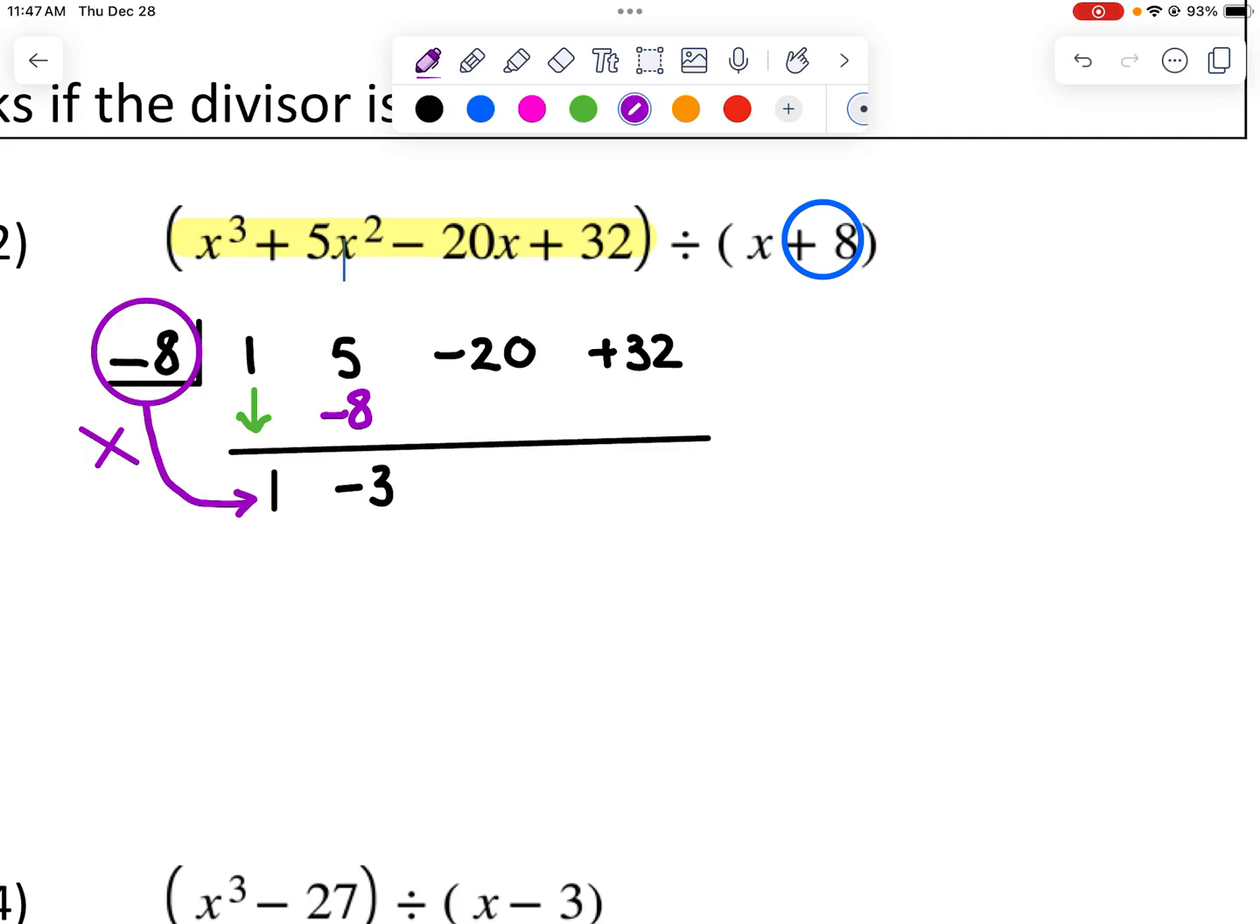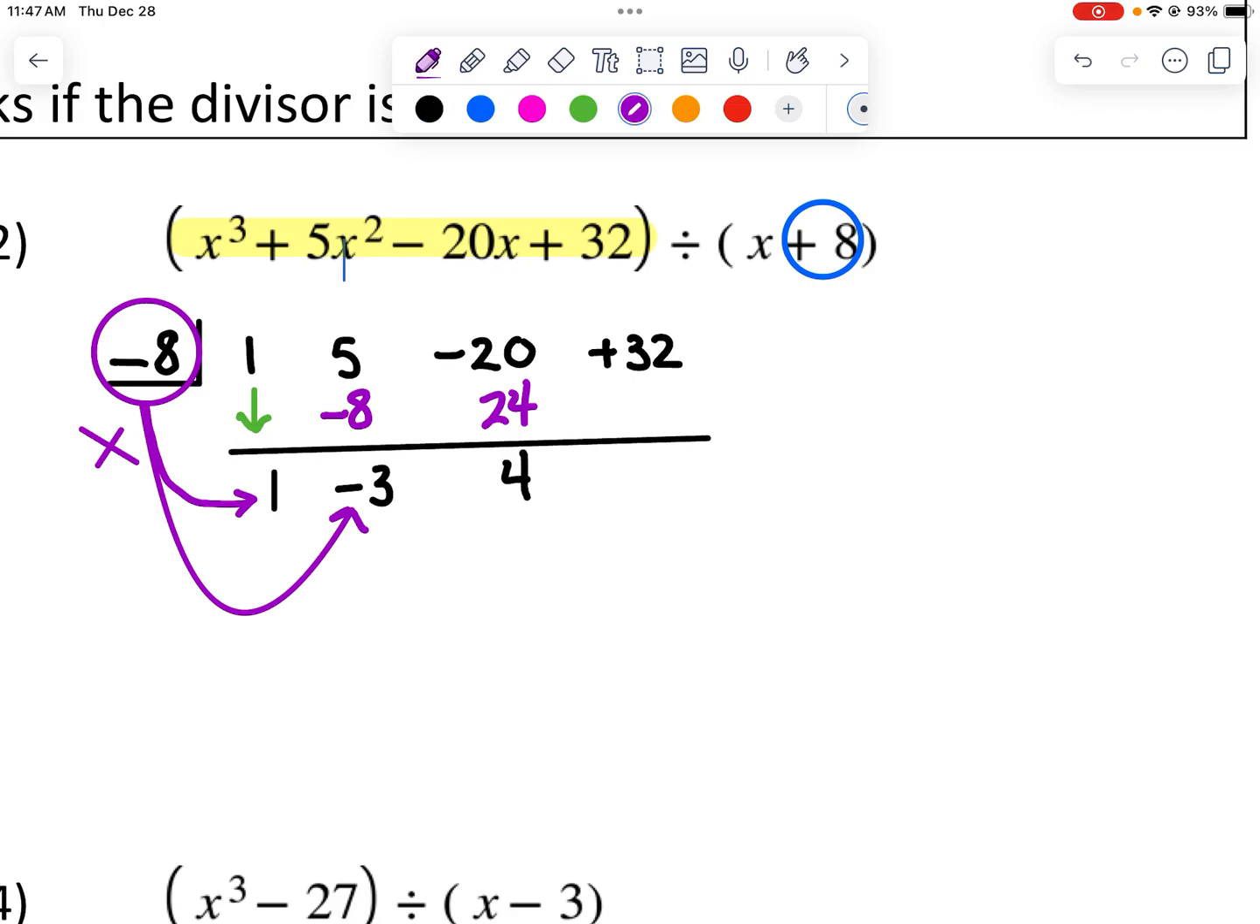Then I'm going to do it again. Negative 8 times my new number, negative 3. Negative 8 times negative 3 is 24. So I'm going to put 24 right there. I'm going to add those two numbers together. Negative 20 and 24 is 4.